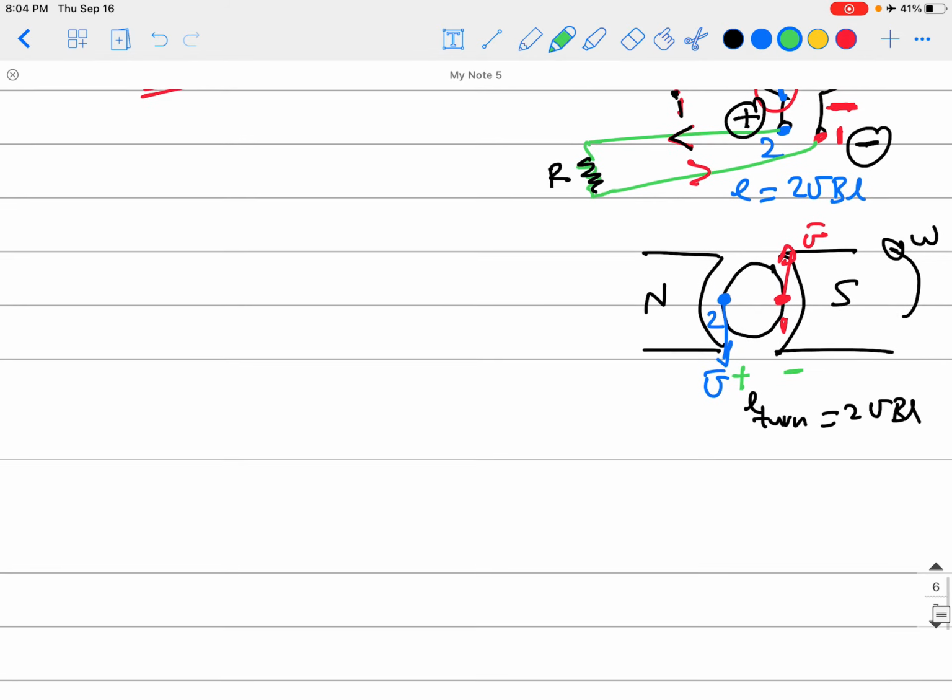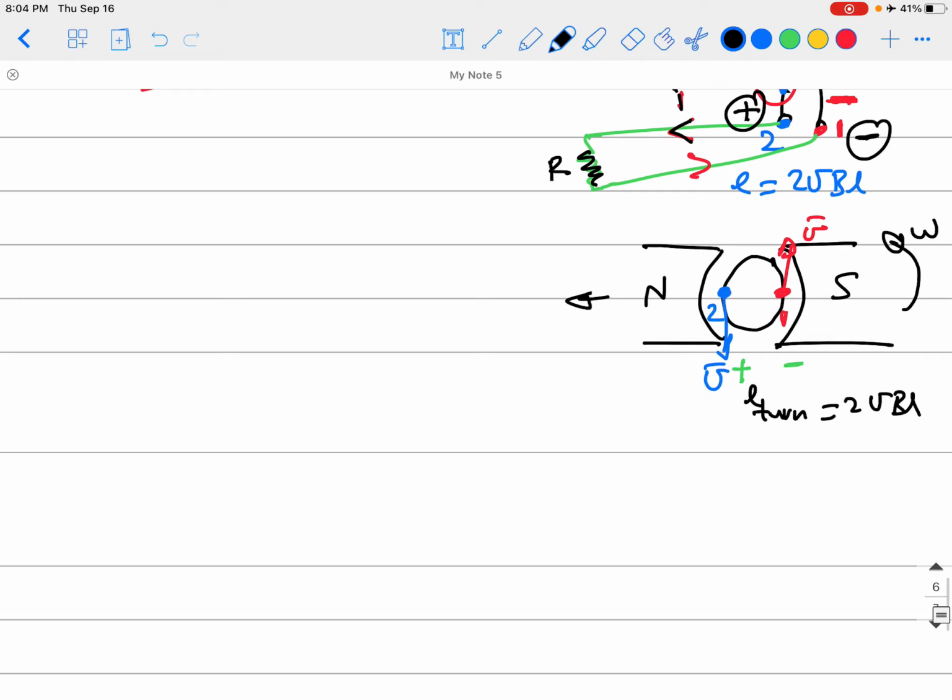Okay, guys? If you apply the same principle, just look here. Now, what will be the new position of all of this? Because it just keeps rotating, yeah?